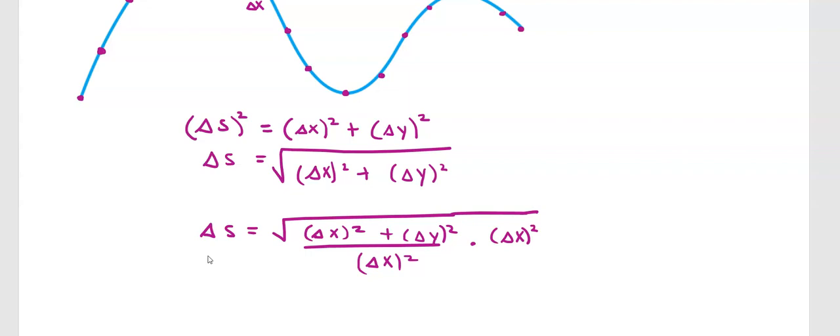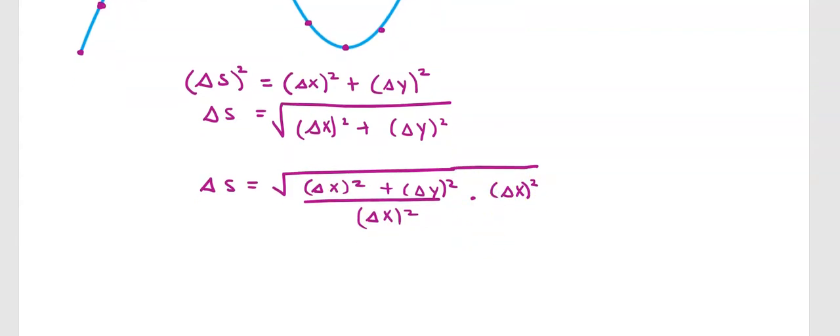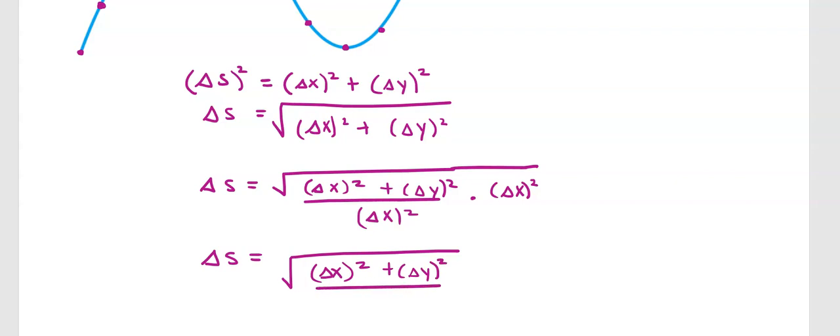Using the idea of the square root of a product, when I have something inside a square root multiplying something else, I can take the square root of those two separately. So that's what I'm going to do next. So now I have the square root of delta x squared plus delta y squared, all over delta x squared, times the square root of delta x squared.